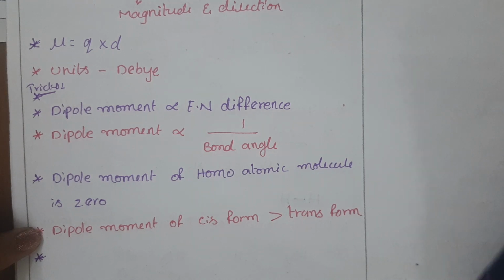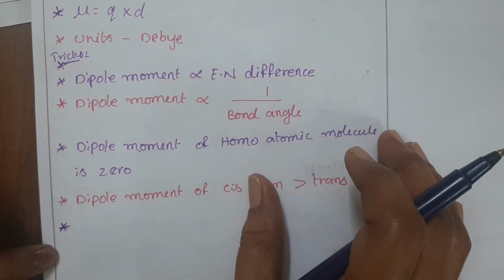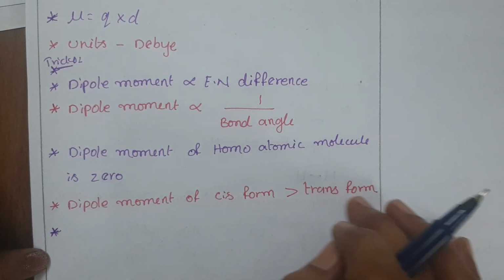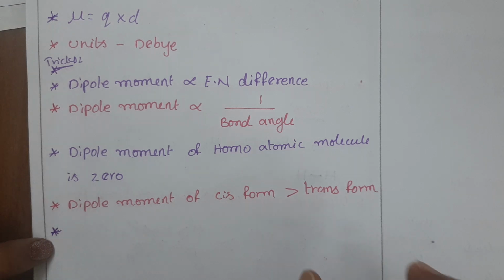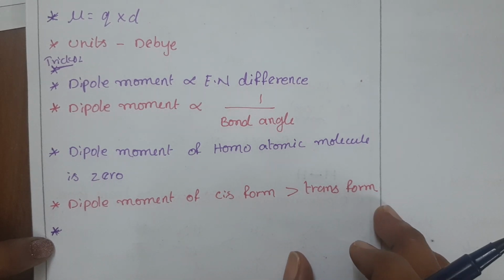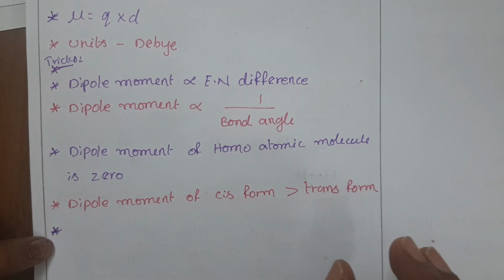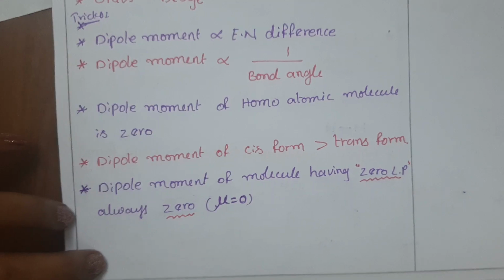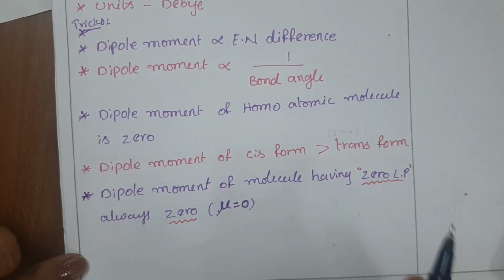Okay, now let us see the next trick of dipole moment. If a molecule has 0 lone pairs, the net dipole moment of that molecule is always 0. Suppose we take a molecule that does not contain any lone pairs, then the net dipole moment of that molecule is always equal to 0. So the dipole moment of a molecule having 0 lone pairs is always 0.